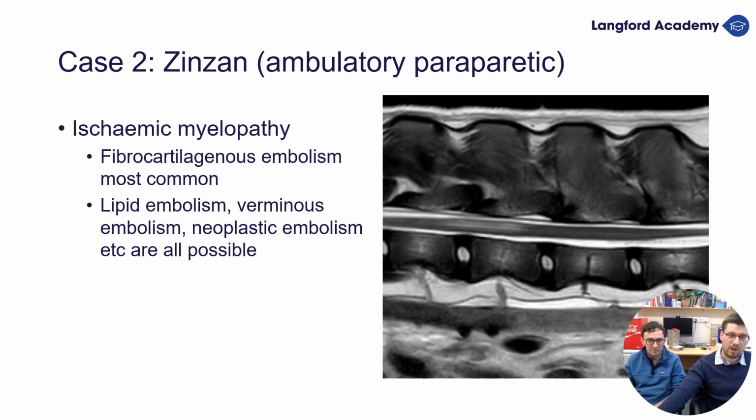The first big differential is an ischemic myelopathy, and most people would just refer to these as fibrocartilaginous embolisms or FCEs, but there are quite a few other things that can cause an ischemic myelopathy, which essentially just means that the oxygen supply to the spinal cord has been obstructed for some reason. Things like lipid embolisms, verminous embolisms, and neoplastic embolisms are all possible. So this is why it's important to have a thorough history, because if you've got an animal that's potentially not had any prophylactic worming treatment, and maybe has signs of bleeds elsewhere, you'd be thinking it could have lungworm. If it has signs of coughing and weight loss, then a distant neoplasm could also be a consideration for this case.